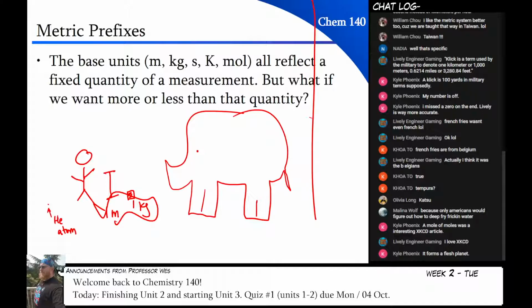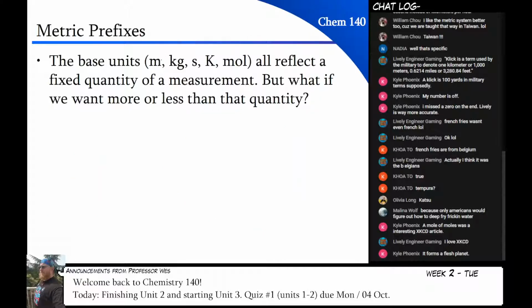So there are lots of different sized objects in the universe. And having a one-size-fits-all unit doesn't really work because these sizes don't fit all things. So what we're going to do is we're going to modify our unit. This will be our base unit, with a prefix. And whatever I put in front of this unit will then dictate its new size.